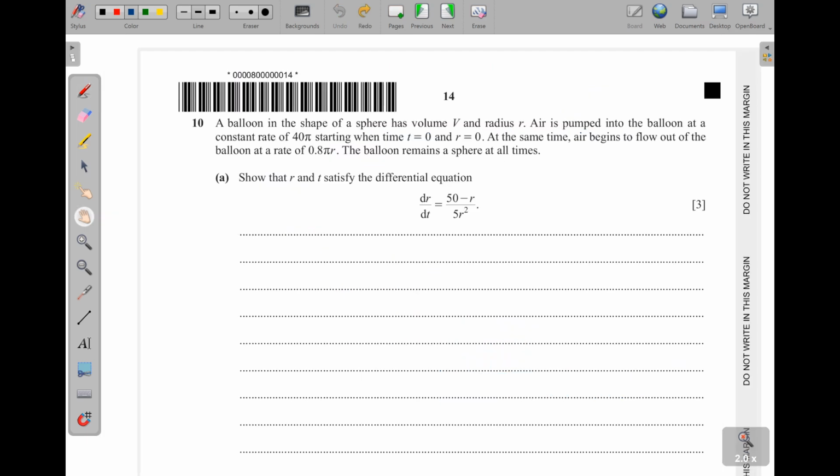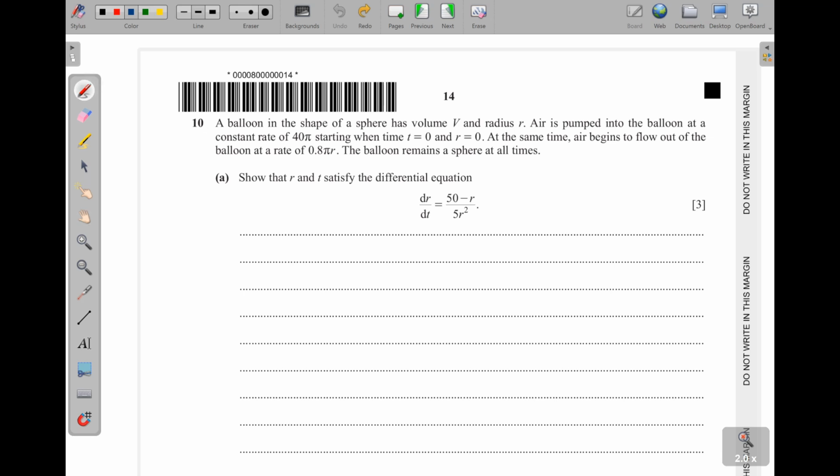Okay. Question 10. A balloon in the shape of a sphere has volume V and radius r. Air is pumped into the balloon at a constant rate of 40 pi, starting when time t is equal to 0 and r is equal to 0. At the same time, air begins to flow out of the balloon at a rate of 0.8 pi r. The balloon remains a sphere at all times. A: show that r and t satisfy the differential equation dr/dt equals (50 minus r) over 50 r squared.